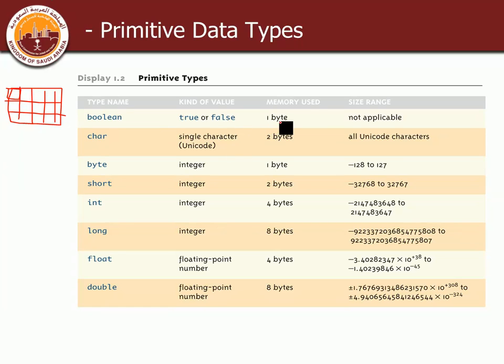So let's say, for example, 1 byte is 1 box. 2 bytes, that's 2 boxes. For example, if you use a char and store something in the memory, it is going to be stored in something that takes 2 boxes. So everything has a size. This is how you can understand this memory used. And it gives you an idea about the size of those data types.